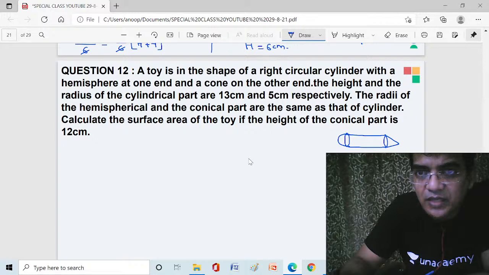So height is given 13 and the radius is given 5. Now remember, these are surmounted figures, so the radius of all will be the same. If they have given you the radius for the cylindrical portion, the same will be the radius. Now the radii are the same. Calculate the surface area of the toy if the height of the conical portion is given.